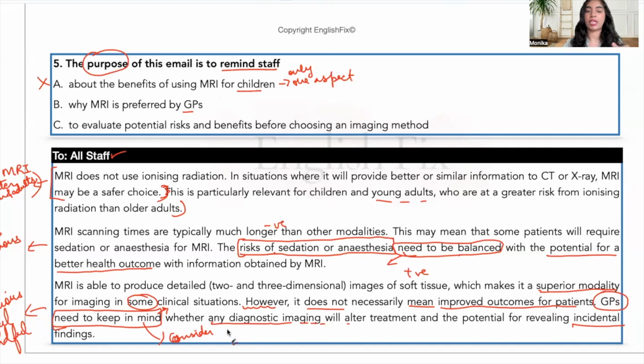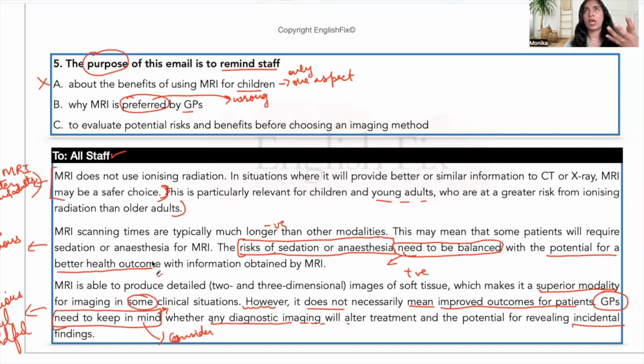GPs need to keep in mind whether any diagnostic imaging, they do not say at all. They have told me that it makes it a superior modality, but they have nowhere mentioned that GPs actually prefer this. This is their preferred choice? Whenever they want to do any imaging test, they automatically think, oh, my favorite, MRI. No, nothing like that. It's not preferred by GPs. First of all, this information is wrong. If it is wrong according to the paragraph, how can it be the entire thing?